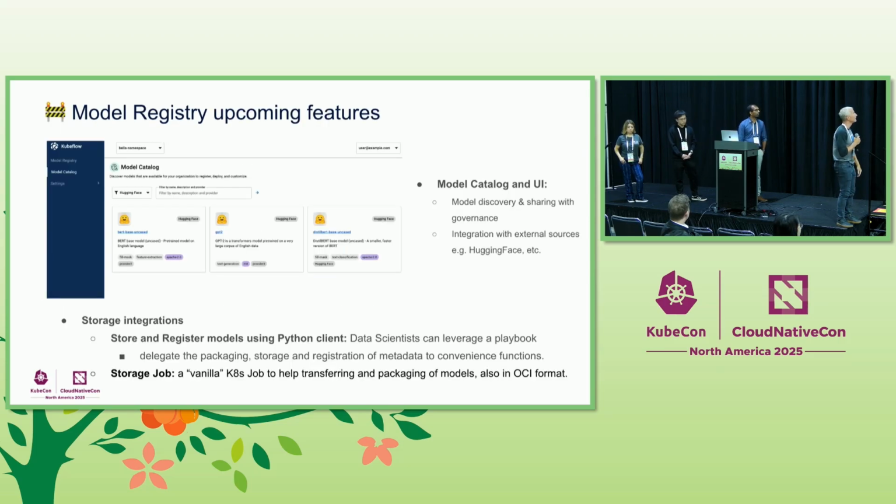Next slide, the upcoming features. Again, very much interested if folks probably need that governance, right? Who gets to see what, and integrating with Hugging Face. Hopefully that is important to people. And having a Python client for store and register of models, so you can delegate the packaging, the storage, and the registration of the metadata to a convenience function. And then the storage job, where you're able to transfer and package the models also in the OCI format.